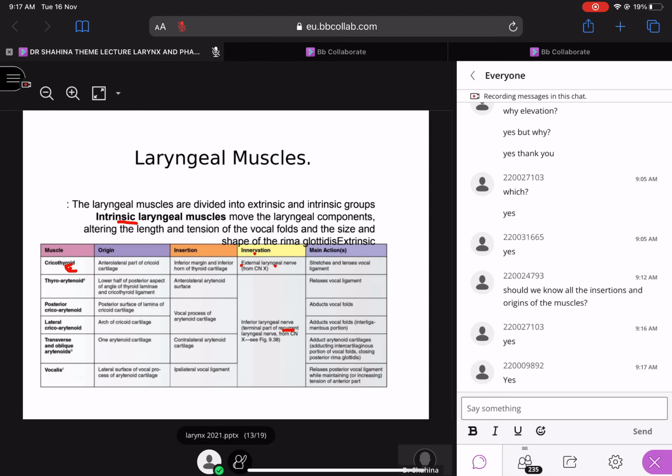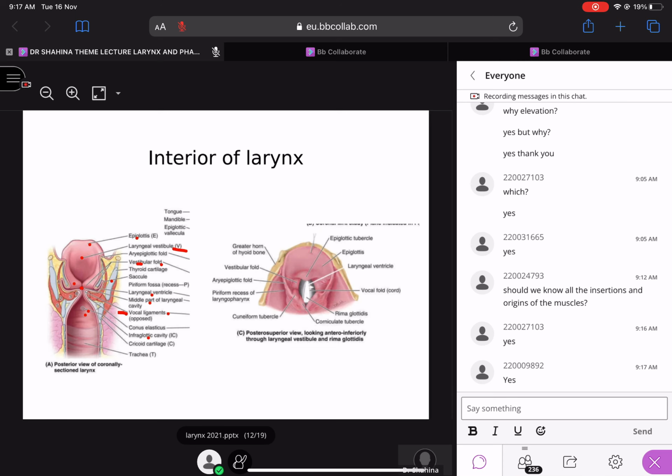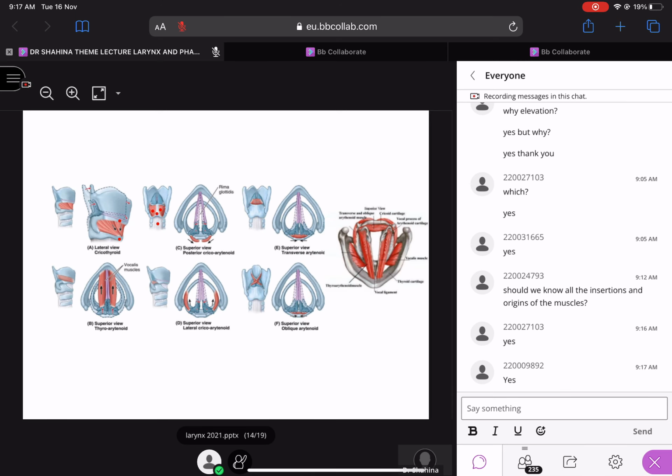Now I will show you another muscle. I'll go back. Now here, this is the cricothyroid. No, I want the lateral cricoarytenoid. Now see here. This is the lateral cricoarytenoid.